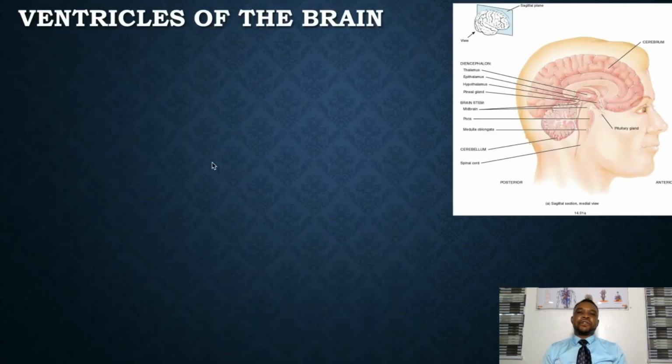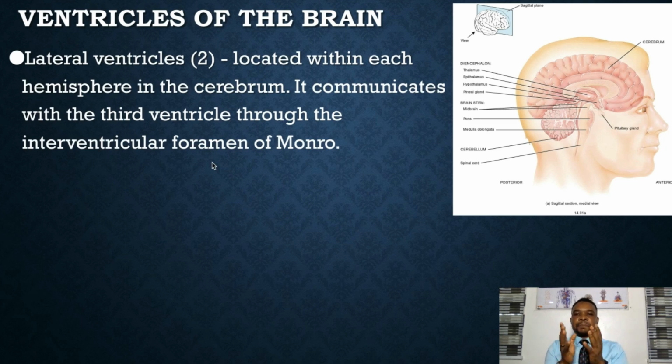Now, an important thing for us to note about the brain as we continue this lecture is what we call the ventricular system of the brain. The ventricles. What are ventricles? The ventricles are potential spaces found within the brain. So we have the lateral ventricles, the third ventricle, and the fourth ventricle. The lateral ventricles are located within each hemisphere of the cerebrum, and they communicate with the third ventricle through the interventricular foramen of Monro.